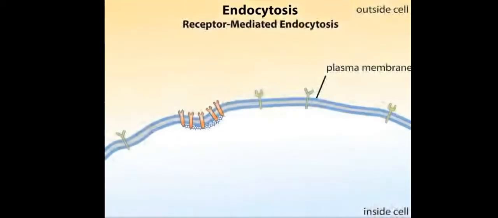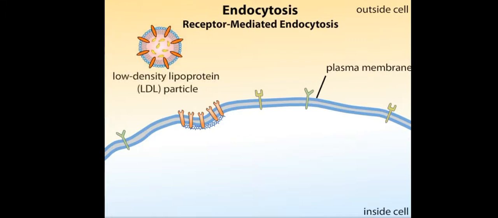A type of endocytosis called receptor-mediated endocytosis is used by animal cells to capture specific macromolecules from the cell's environment. For example, most mammalian cells use this method to take up cholesterol packaged in low-density lipoprotein particles. The cell uses receptors that specifically recognize and bind to the LDL particle. The receptors are clustered together in a reinforced membrane structure called a coated pit.